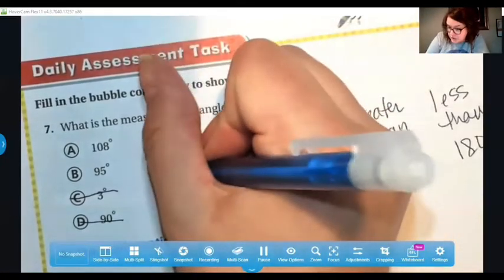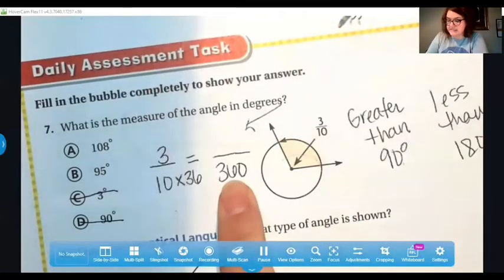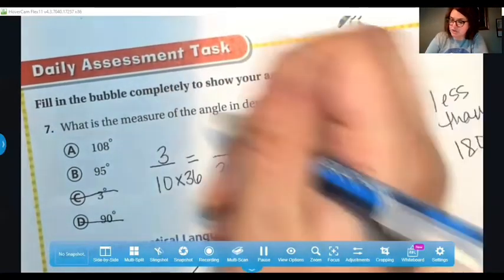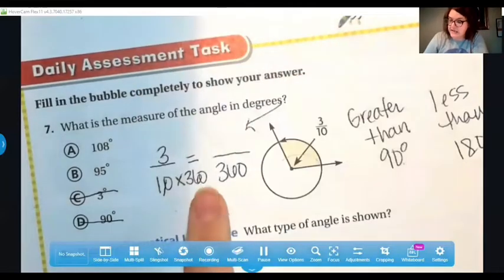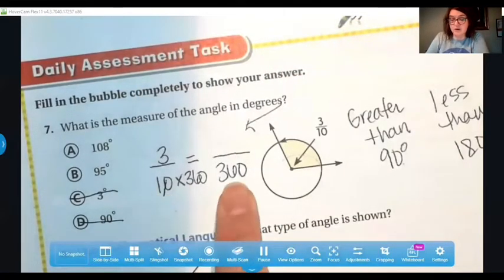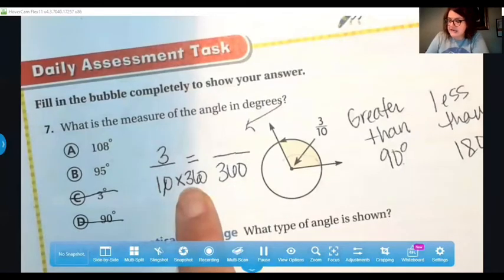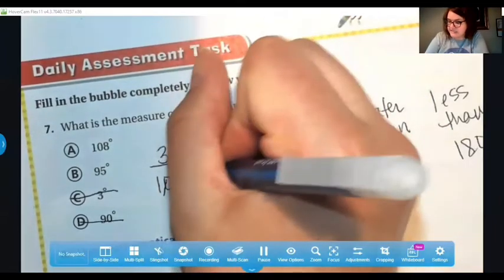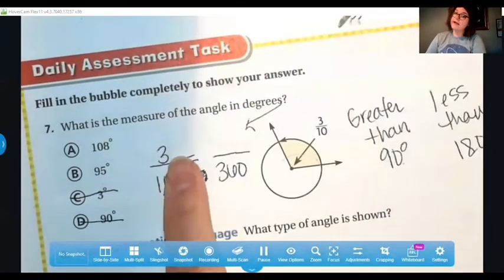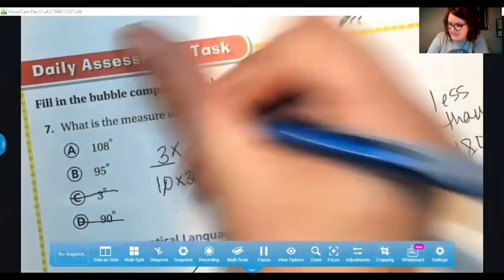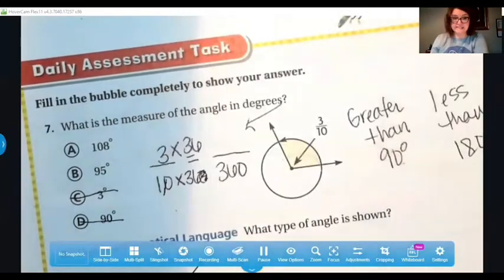10 times 36 equals 360. We know that because if we took our 0 and put it on the other side, it's 360, because it's 360 times 1 now, which equals 360. So if I'm taking 10 times 36 to get to 360, whatever I do to my denominator, I have to do to my numerator. So I'm going to take 3 times 36.